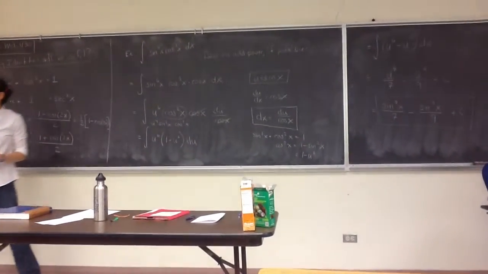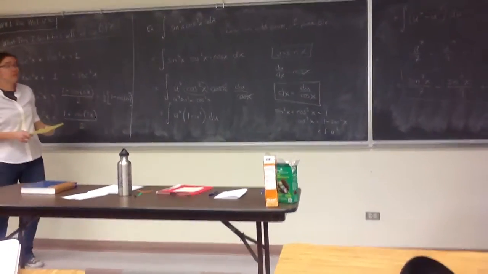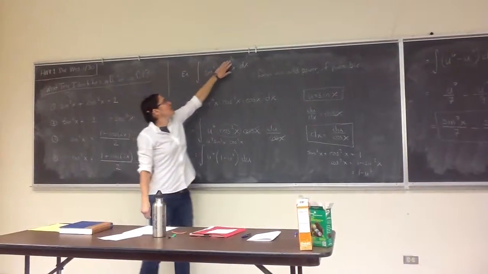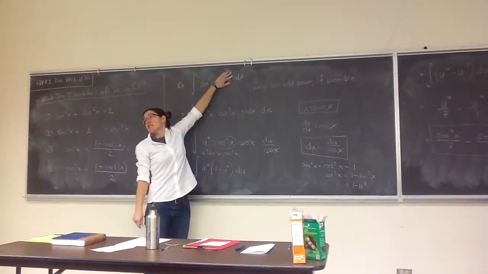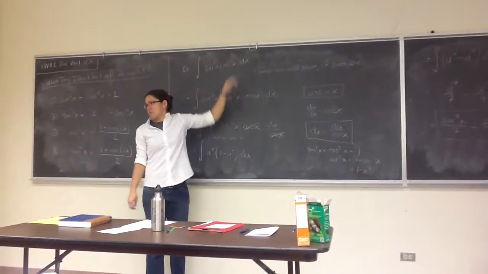Did you use the power reducing one on sine to the 6th a lot of times? If you just had sine to the 6th, then you would use the power reducing formula.